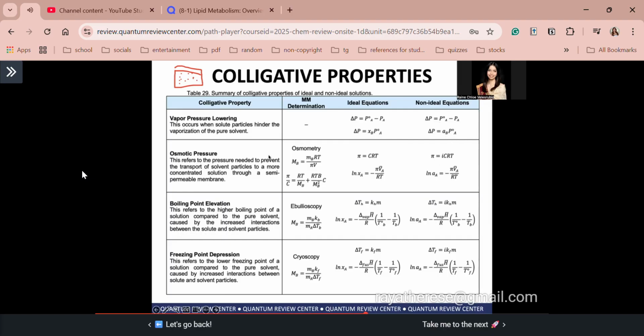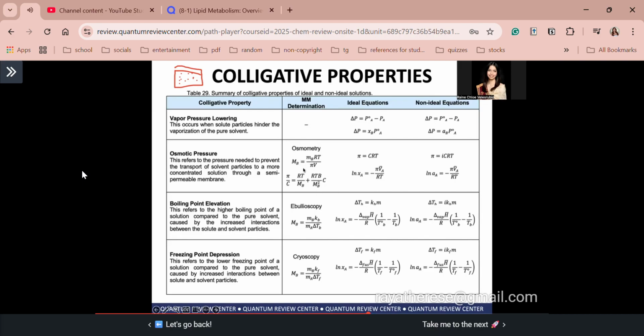Okay? Next, for the osmotic pressures, it refers to the pressure we need to prevent the transport of solvent particles to a more concentrated solution. Okay? To a semi-permeable membrane. So again, ito, pinaprevent natin ang transport ng solvent sa more concentrated solution. Okay? Through a semi-permeable membrane. And this can usually actually be determined through osmometry. You can determine molar mass through osmometry, okay, through this equation.